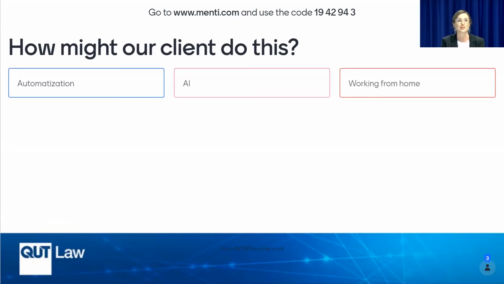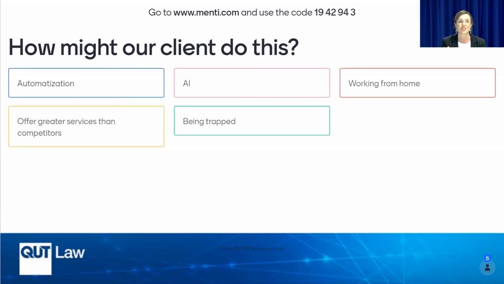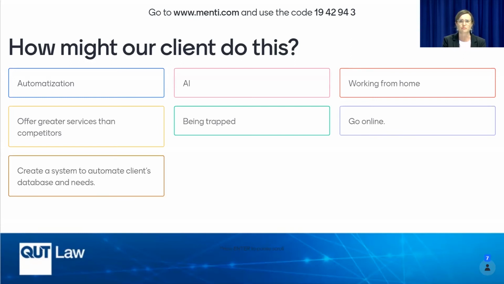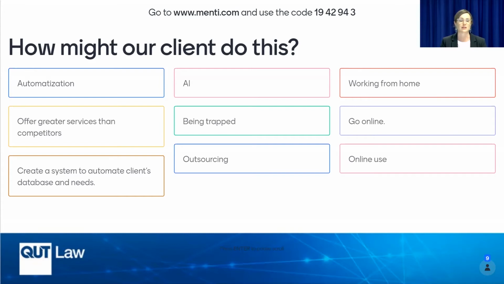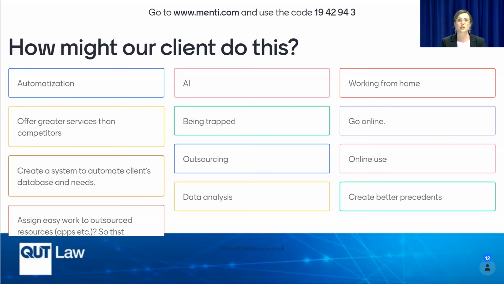Terrific. We've already got some examples here. Automation, absolutely. The automation is absolutely something of the future. Artificial intelligence options, working from home, going online, offering greater services than competitors. Yeah, absolutely. Outsourcing, yes. Online use. So we've got a lot of business approaches here as well, haven't we?